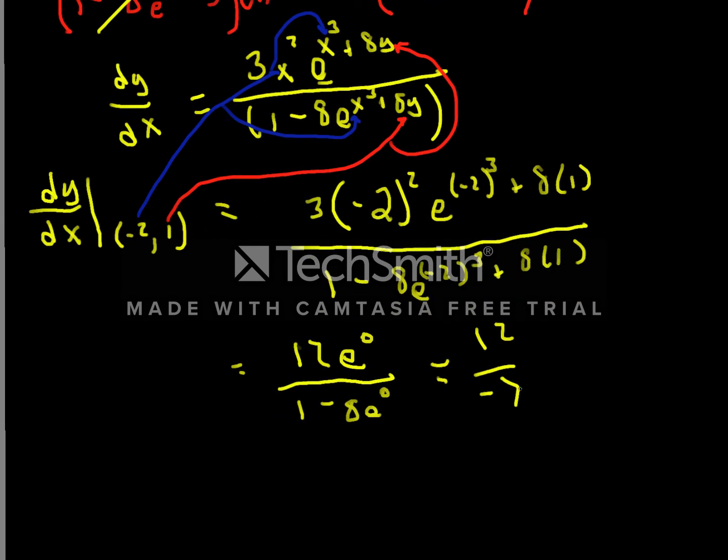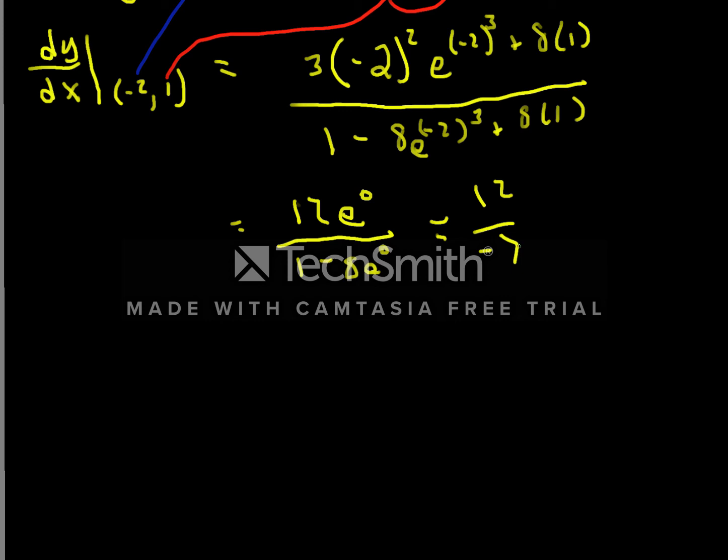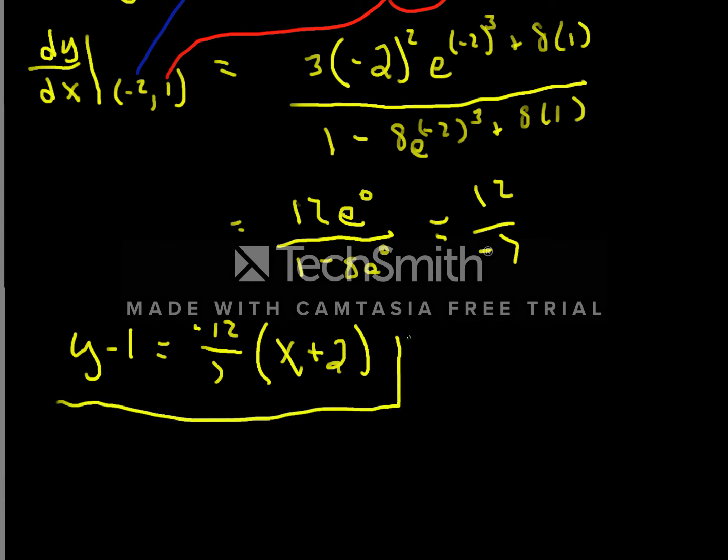So that's my slope, and the question was, what is the equation of the tangent line? So finally putting everything together, it is y minus y naught, in this case 1, is equal to the slope, negative 12 over 7, times x minus x naught, which is minus 2, so it ends up being plus 2. And that's the equation of our tangent line to the curve of y is equal to e to the x cubed plus 8y at the point negative 2, 1.